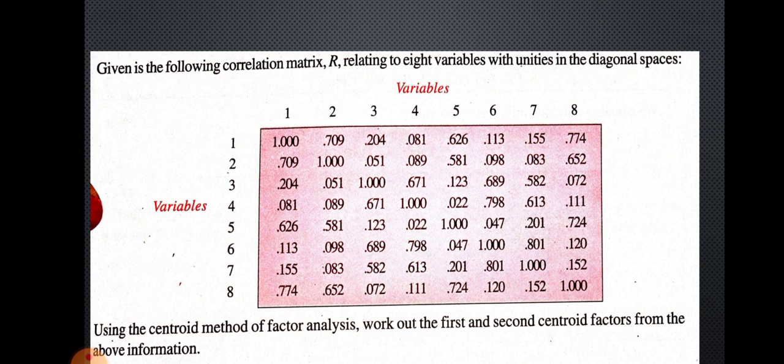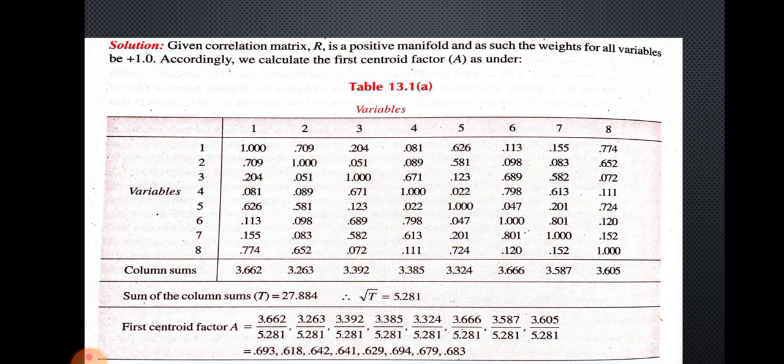Now, given this is the example in which we have to find out the factor analysis with the help of the centroid method. Given is the following correlation matrix relating to 8 variables with unities in the diagonal space. Variables are 1 2 3 4 5 6 7 8 and the variables are 1 to 8 again. So in this matrix there are given correlations. This is the correlation matrix relating to 8 variables. Using the centroid method of factor analysis, work out the first and second centroid factor for the above information.